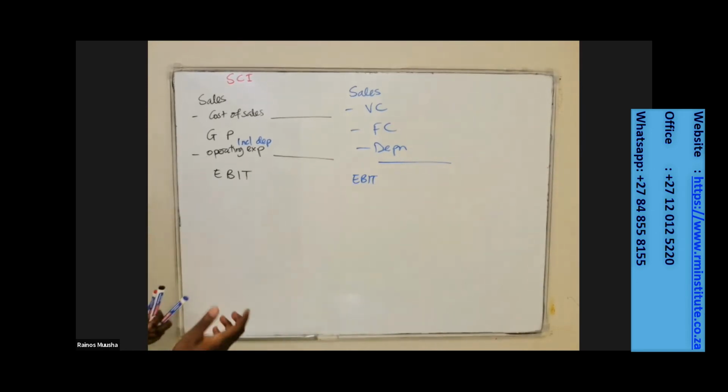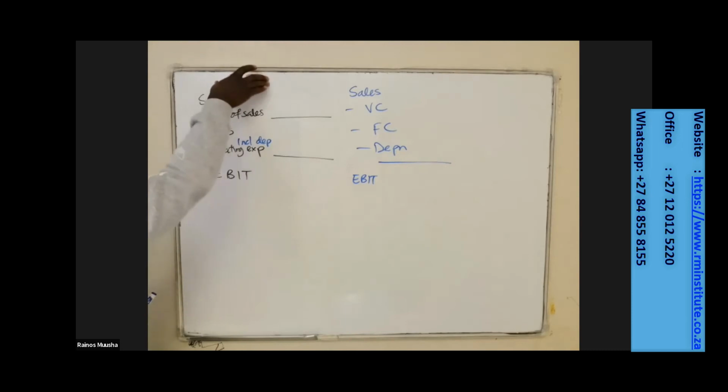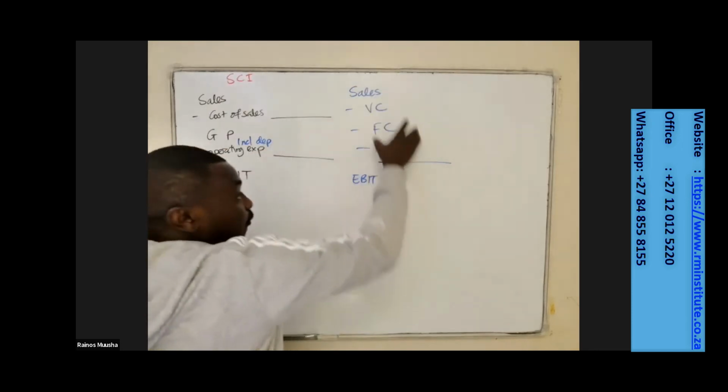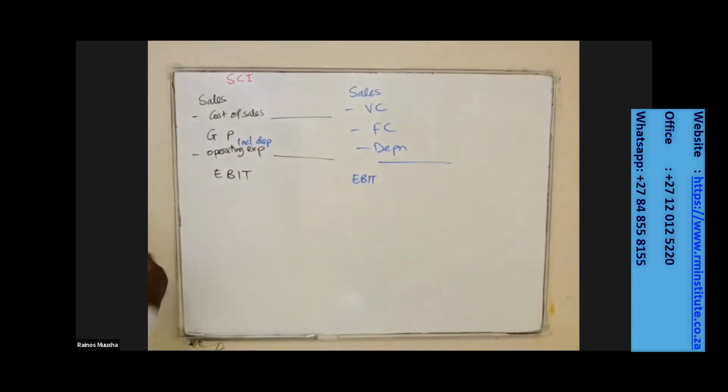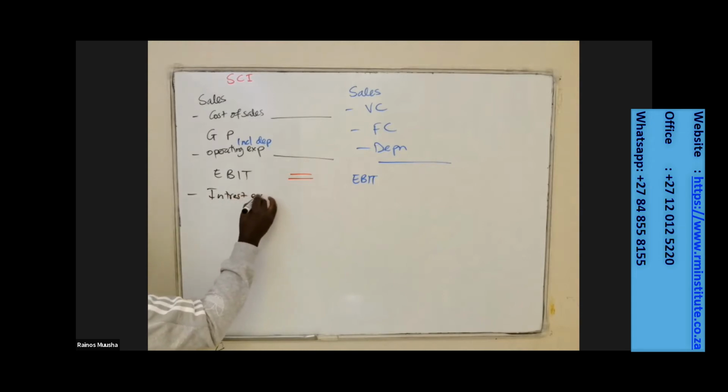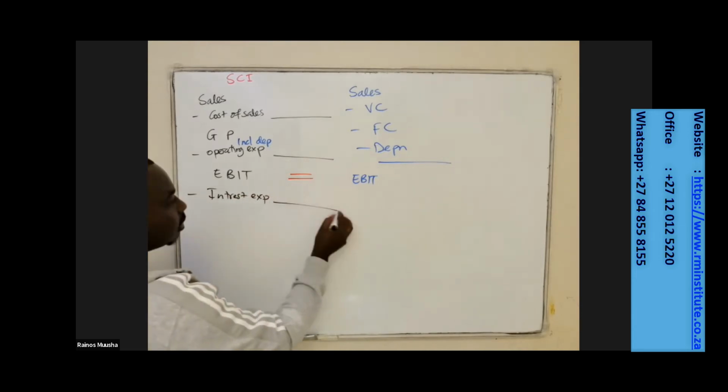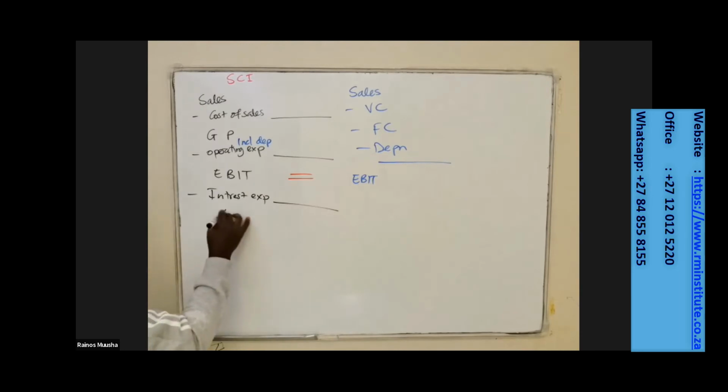So just make sure that you take note to see exactly whether they give you this information or they give you this information. Either way, it will take you to the what? Earnings before interest and tax. So this will be the same. Then from here, I'm going to say minus interest expense, and this will give us the earnings before tax, minus taxes.